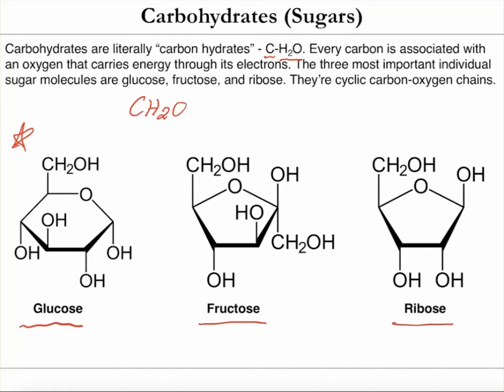But just look at this CH2O. This would be a carbon, and then there's a hydrogen on this carbon. So it's CH2O, and then CH2O, and then CH2O. Again, these carbons are associated with these oxygens that have these electrons that contain energy in them. So glucose is the most important one. And then we have fructose, which you do come across every so often, and then ribose, which we already talked about in terms of DNA and RNA. So those are the structures of those 3 most important carbohydrates.